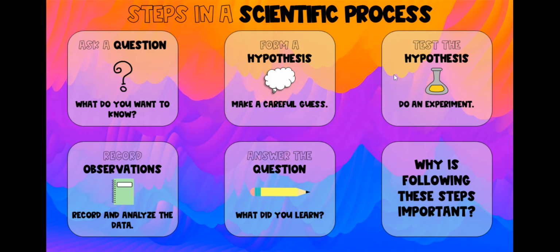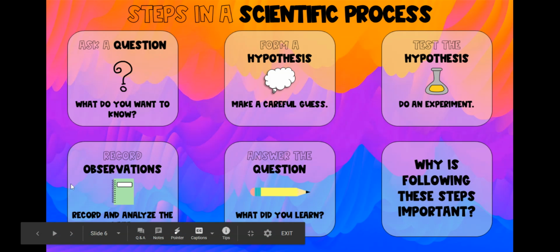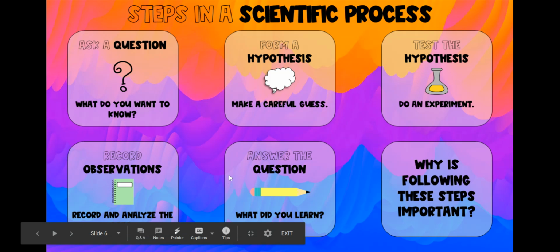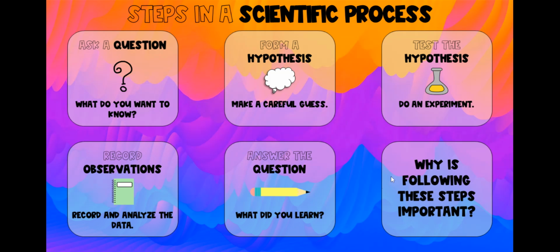The third step, test the hypothesis by doing an experiment. The fourth step would be to record observations. You would record and analyze the data. The fifth step is to answer the question: what did you learn? Why is following these steps important? Because each step builds on the other in a process.